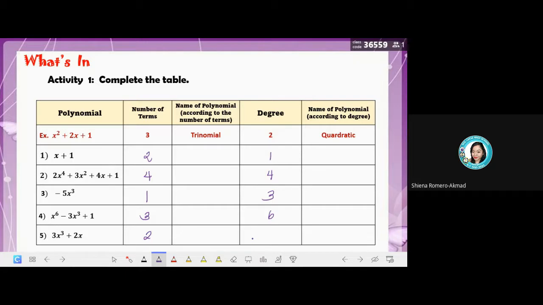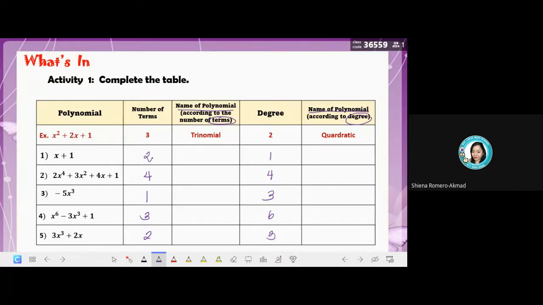What is the degree? When I say degree, that means the highest exponent. 3, po. 3. Now, bakit ko pinapanap sa inyo yung number of terms and yung degree? Because we are going to name the polynomial. Yung isang naming is according sa number of terms niya, and the other naming of the polynomial is according to its degree.